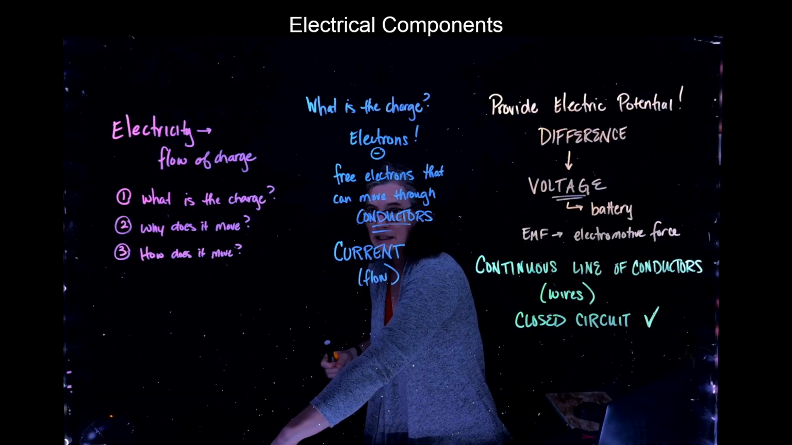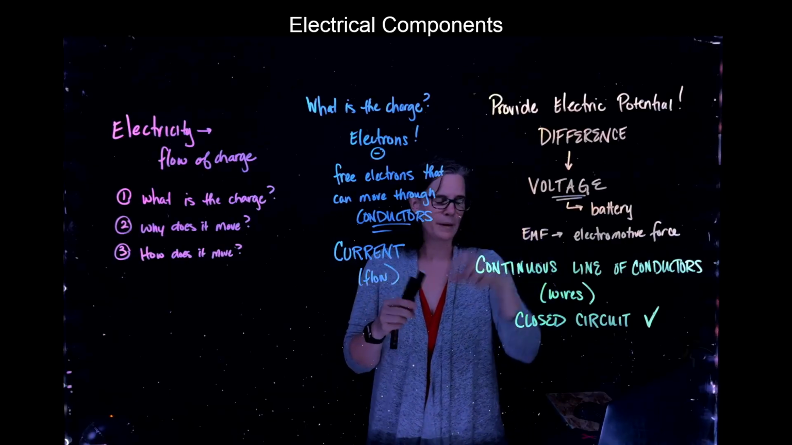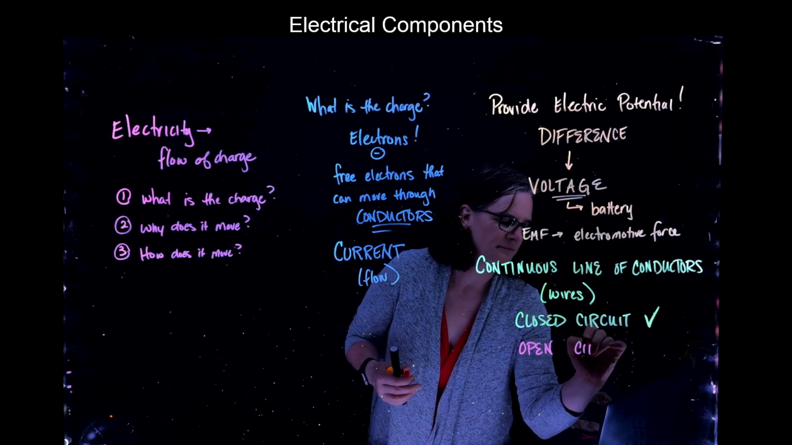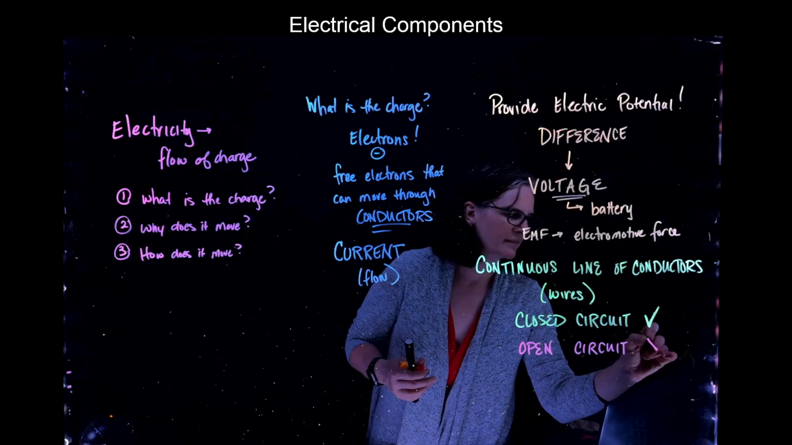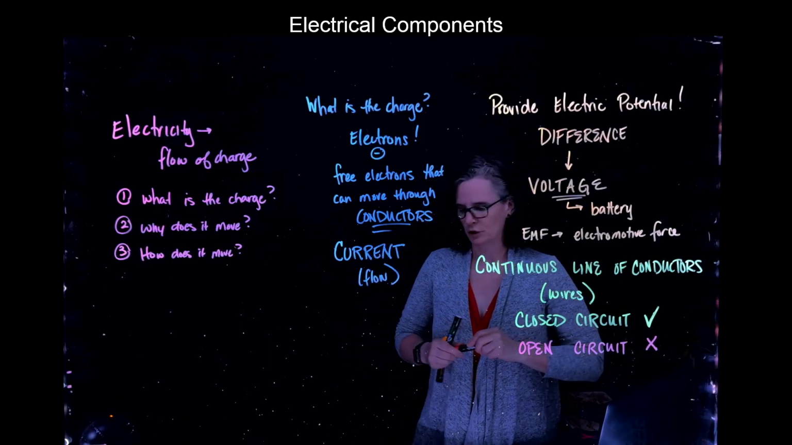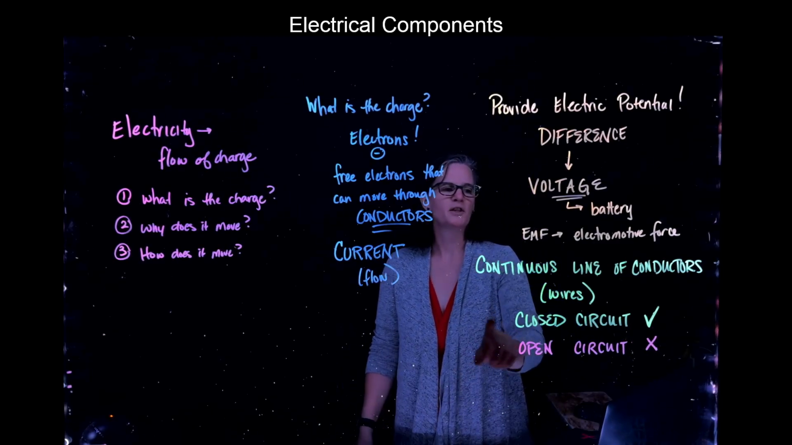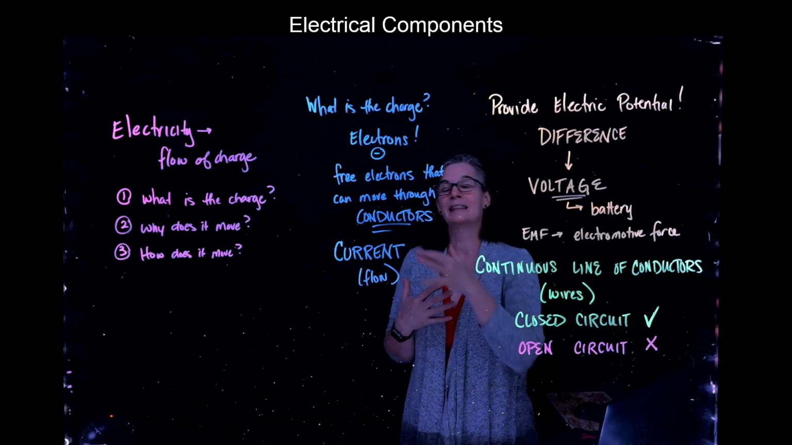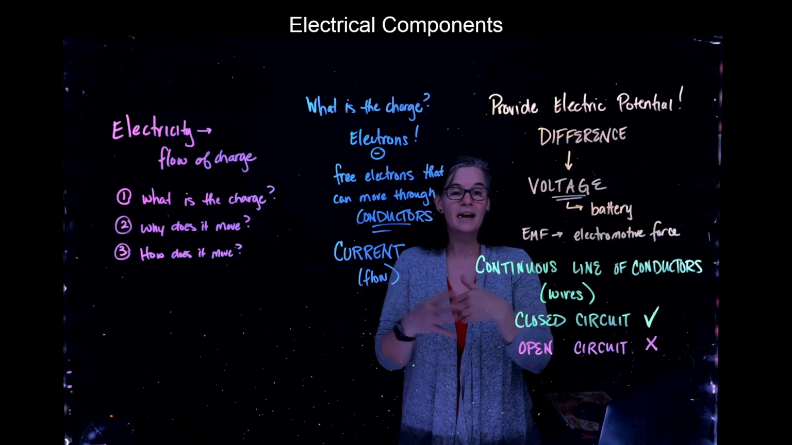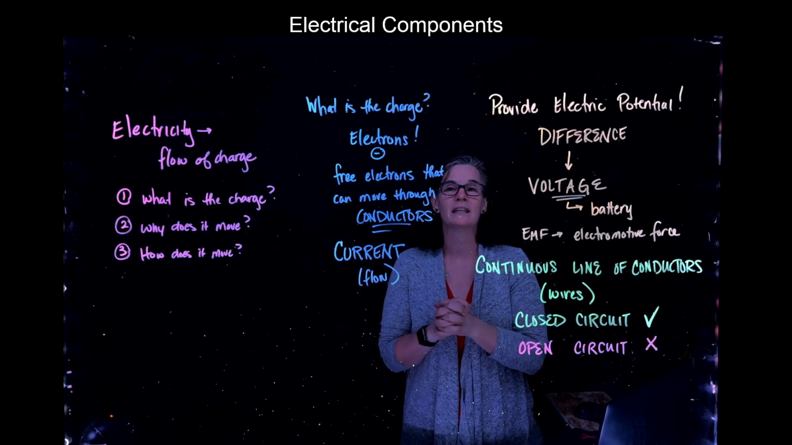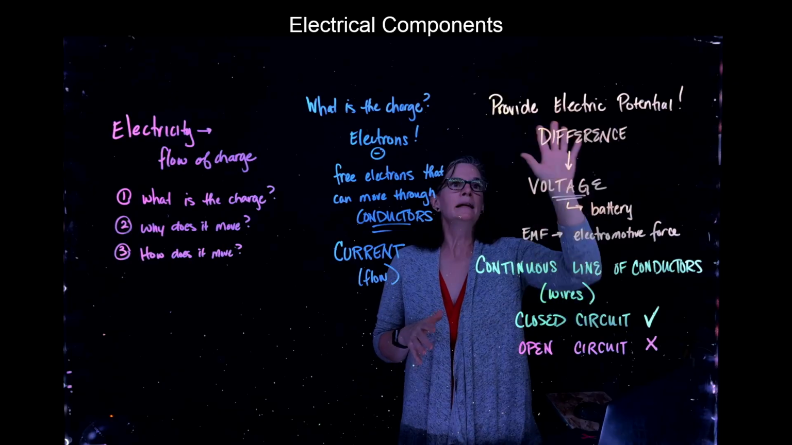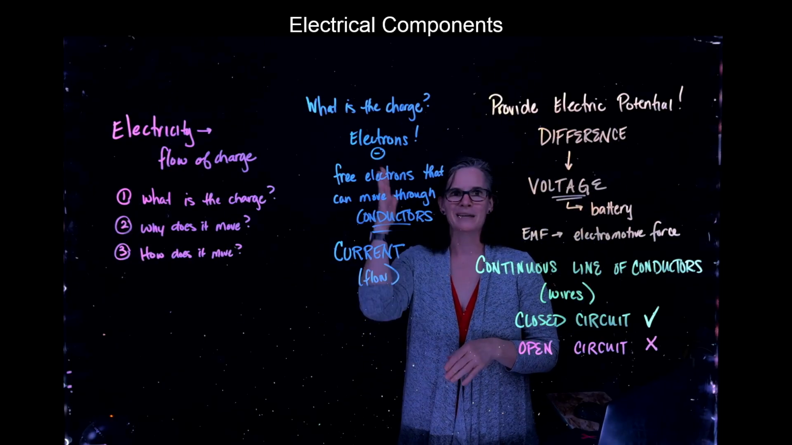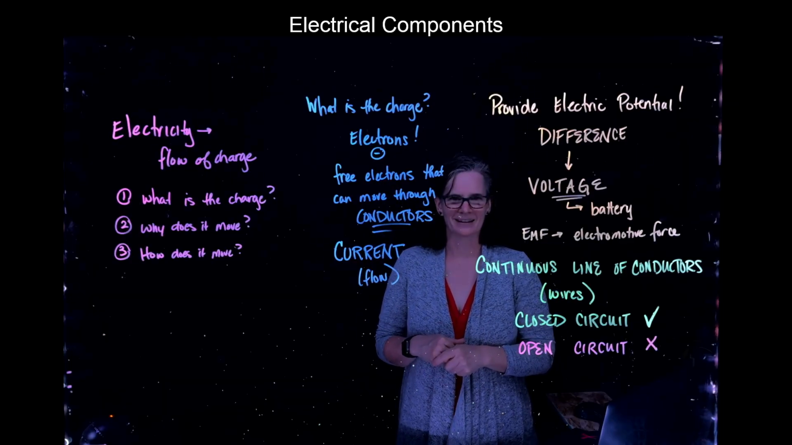However, if they are not in a continuous line, if something is open, there's a break, we call that an open circuit. That's bad. It will not work. We won't get the flow of electrons. So, a continuous line of conductors provides the means for electricity to flow. The electrons, of course, are what are flowing through that continuous line. Those free electrons are free to move within that line of conductors, and what motivates them to move? We have a potential difference from the beginning of that continuous line to the end of that continuous line.